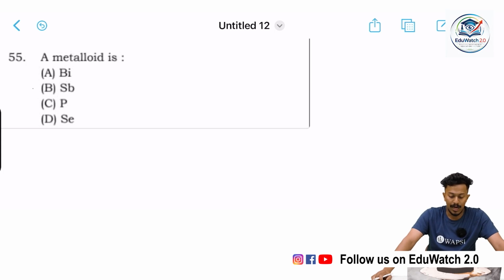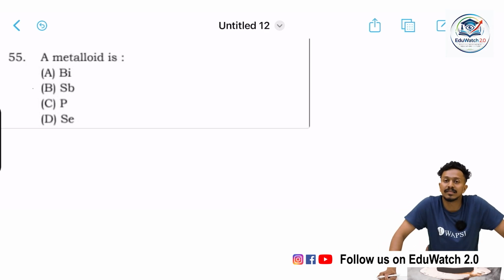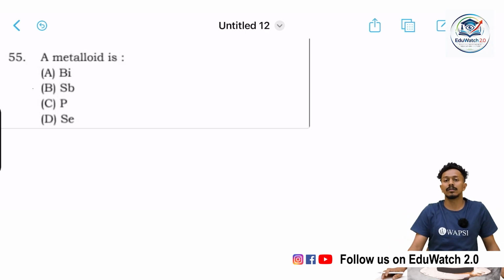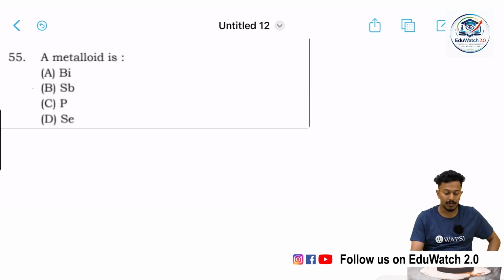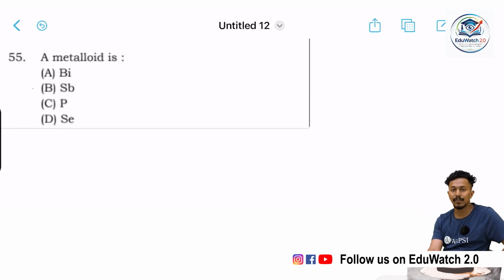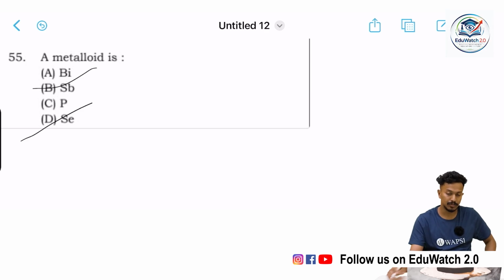So our next question is: what are metalloids? Have you ever heard about metalloids? We have studied that in the transition elements. A metalloid is nothing but a metal or non-metal having intermediate properties, acting as semiconductors, and includes boron, silicon, germanium, arsenic. These are all metalloids. Both antimony and selenium are metalloids, so the correct option would be B or C. We have to choose between these two.